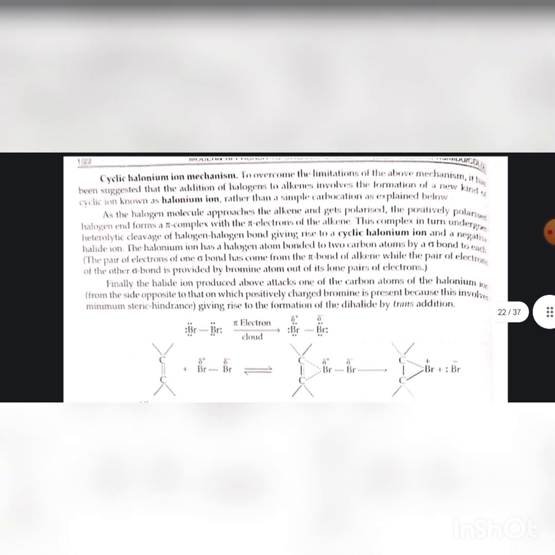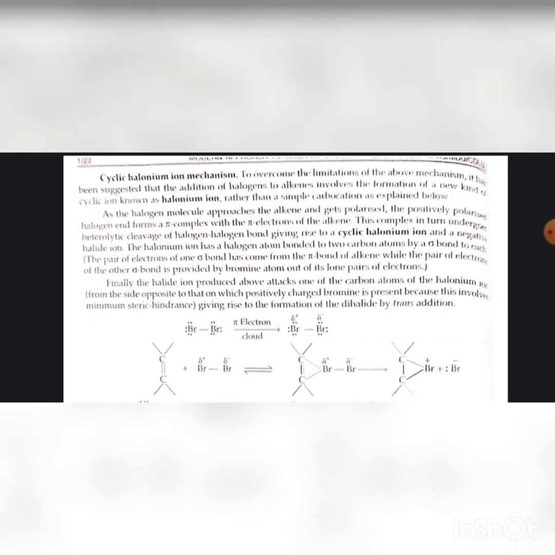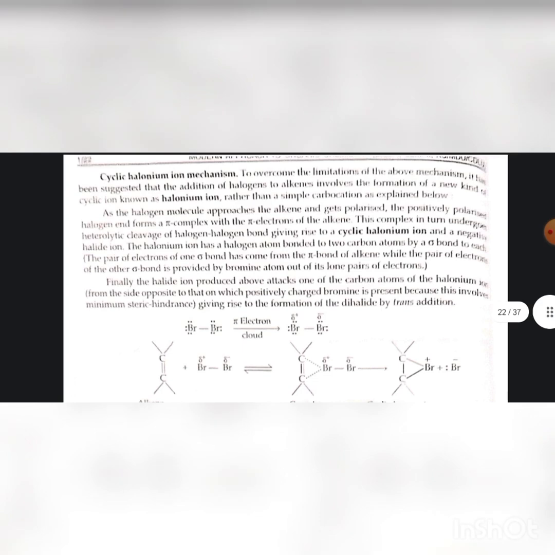Next is cyclic halonium ion mechanism. To overcome the limitation of the above mechanism, it has been suggested that the addition of halogens to alkenes involves the formation of a new kind of cyclic ion known as halonium ion rather than a simple carbocation, as explained below. As the halogen molecule approaches the alkene and gets polarized, the positively polarized halogen forms a pi complex with the pi electron of the alkene.